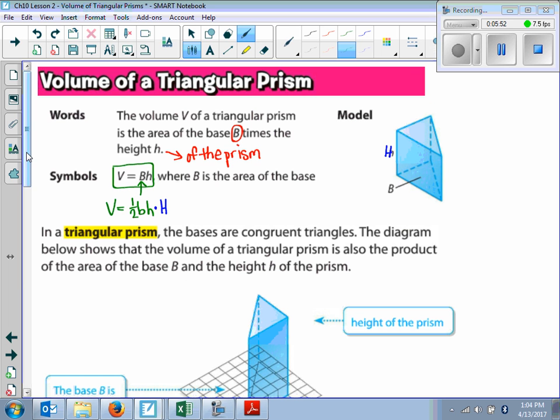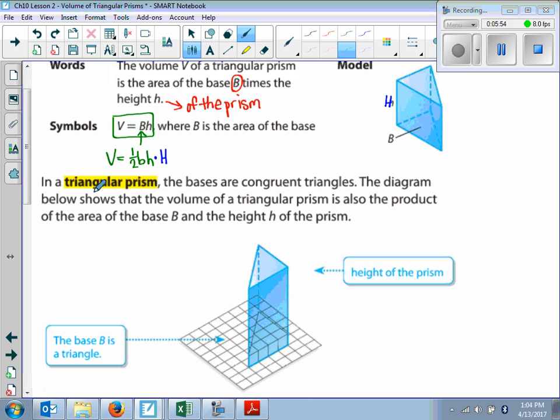Okay? Now, it says here that in a triangular prism, the bases are congruent triangles. We already know that because all prisms have two congruent parallel bases, right? And in a triangular prism, they just happen to be triangles, okay? Now, it says the diagram below shows the volume of the triangular prism is also the product of the area of the base and the height of the prism.